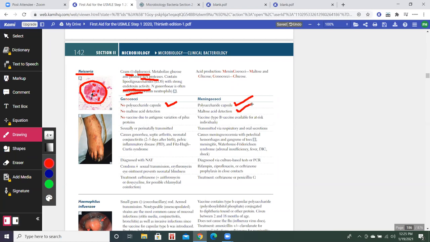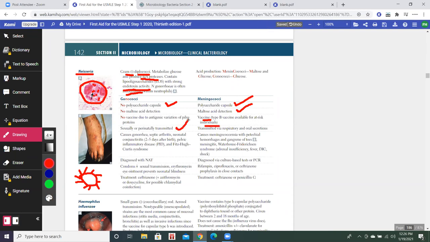That's what we said. Okay, there is no vaccine against gonococci, because the vaccine that was produced doesn't work, since the bacterial pilus has antigenic variation. That is, they keep on changing their antigens. So you produce an antibody, but it cannot work on the antigen because the antigens change every time. But vaccines are there against Neisseria meningitidis. That's a type B vaccine, which is available for at-risk individuals.